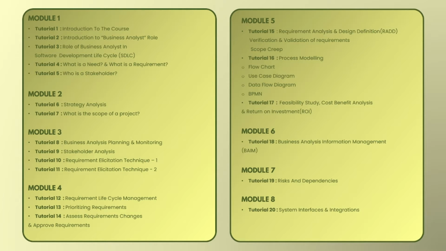Whereas Module 4 dives into requirement lifecycle management, guiding how to manage and control requirements throughout a project. Module 5 is all about requirement analysis and design definition, where we're defining, validating, and designing solutions while avoiding scope creep. Module 6 discusses BA information management, focusing on organizing and maintaining BA data with traceability and reuse. Module 7 deals with risk and dependency management using tools like SWOT, 5 Whys, Gantt chart to ensure success.